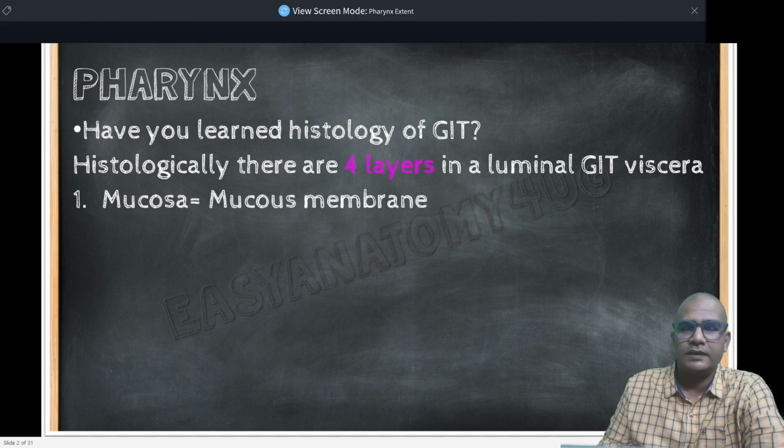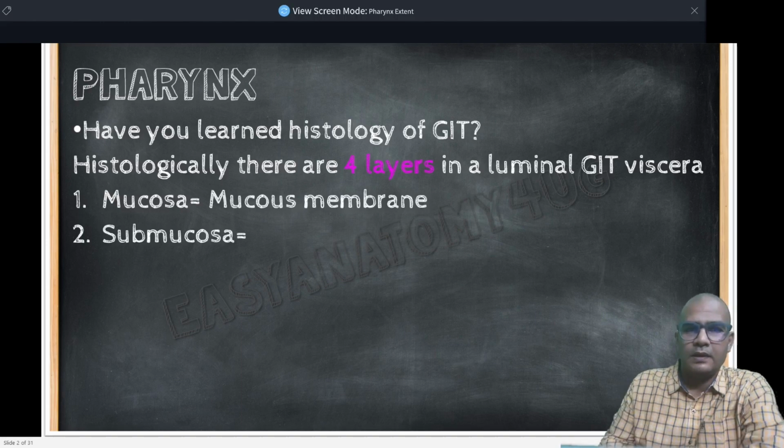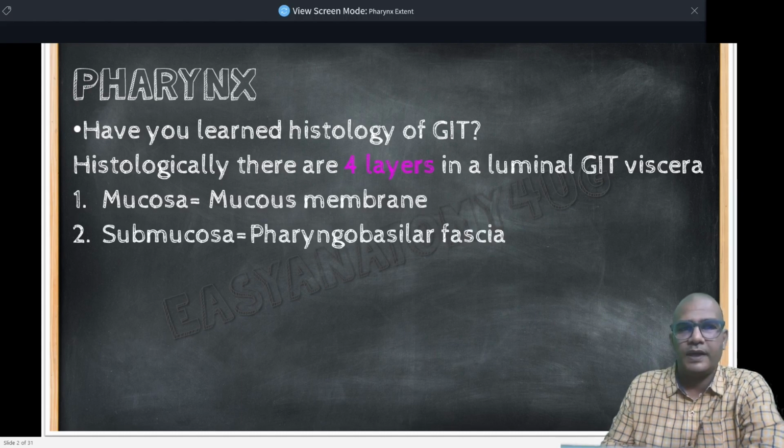These four layers are mucosa. In pharynx, it's nothing but mucous membrane. Next, we have submucosa. In pharynx, the submucosa is thickened to form the pharyngobasilar fascia.